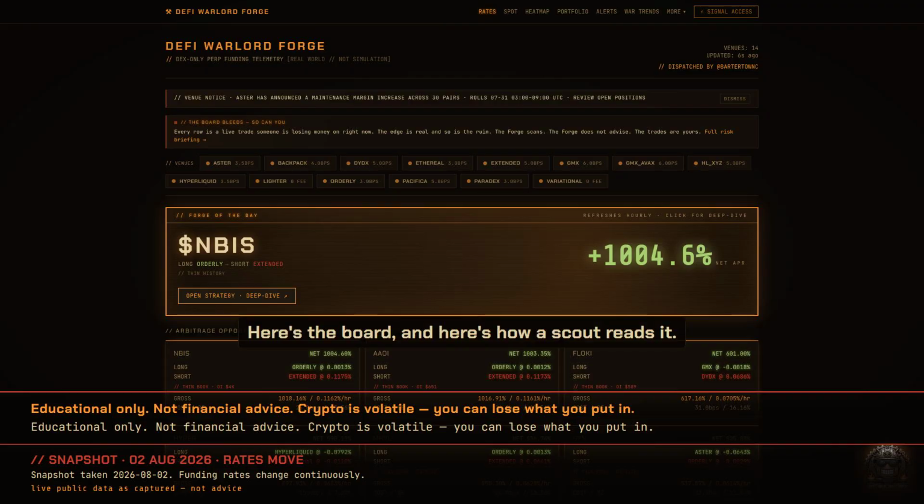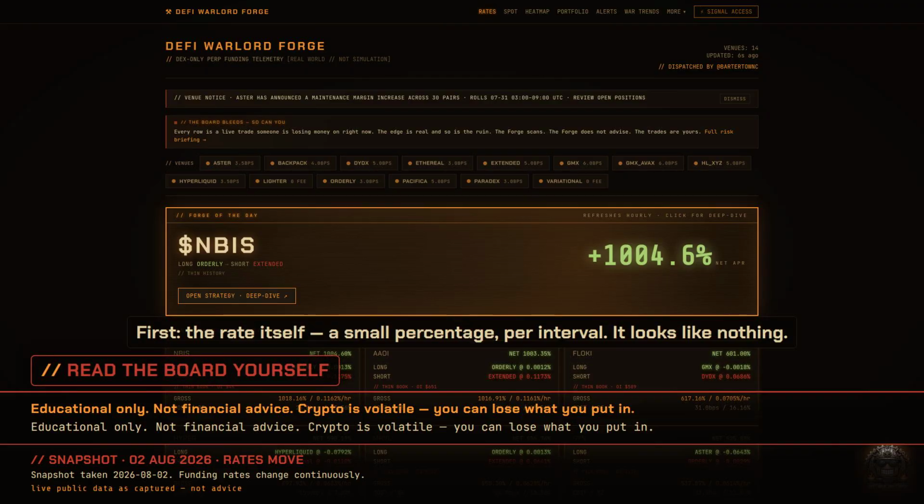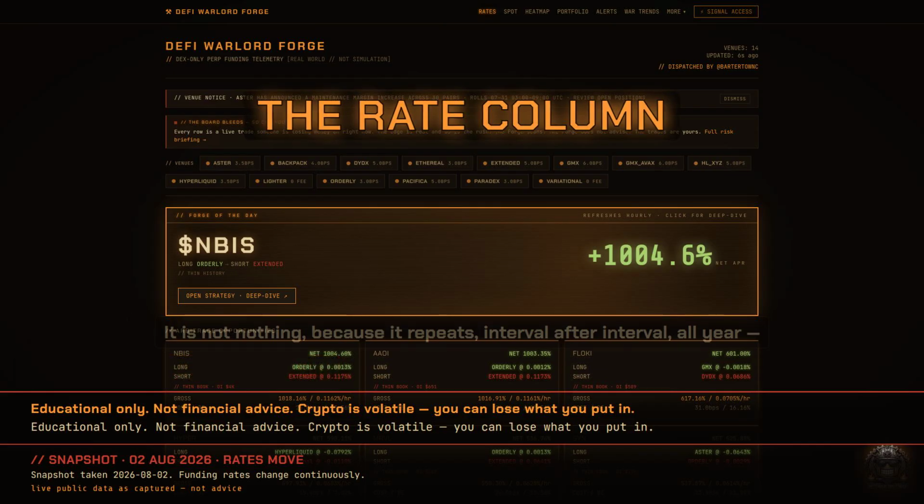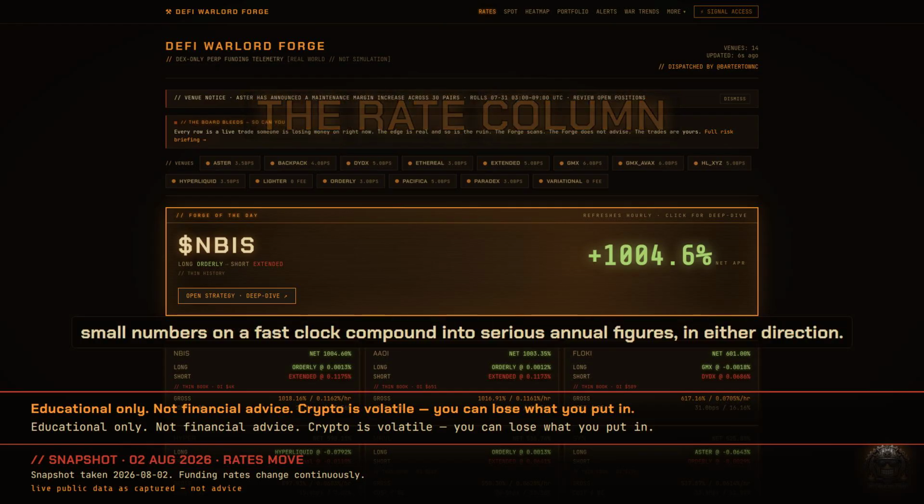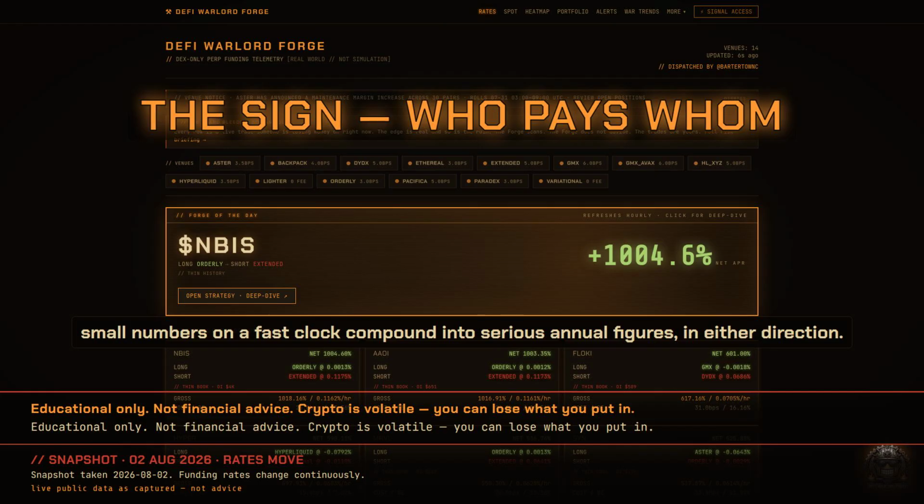Here's the board, and here's how a scout reads it. First, the rate itself, a small percentage per interval. It looks like nothing. It is not nothing because it repeats, interval after interval, all year. Small numbers on a fast clock compound into serious annual figures in either direction.